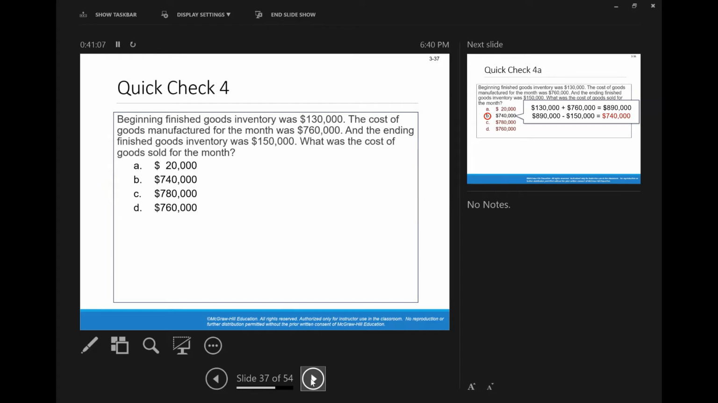So it wants to know what is the cost of goods sold for the month. So now we know how much cost we sold. We've got to pull it out of finished goods because now we don't have that inventory any longer. So we're going to add the 760 plus the 130. That's going to give you 890. And then we deduct ending inventory of the 150. And so we have cost of goods sold. The difference is 740,000. So it's B.